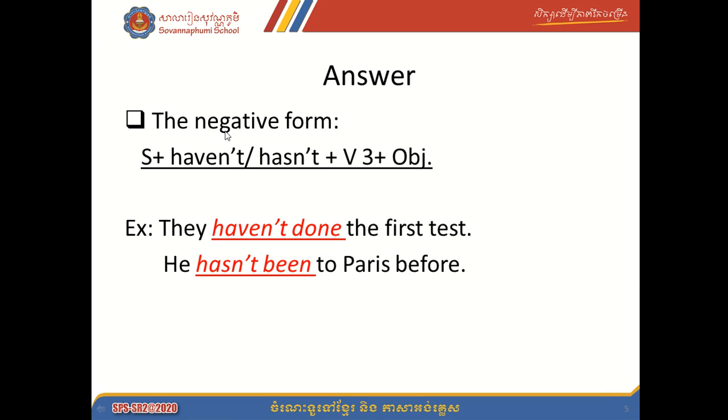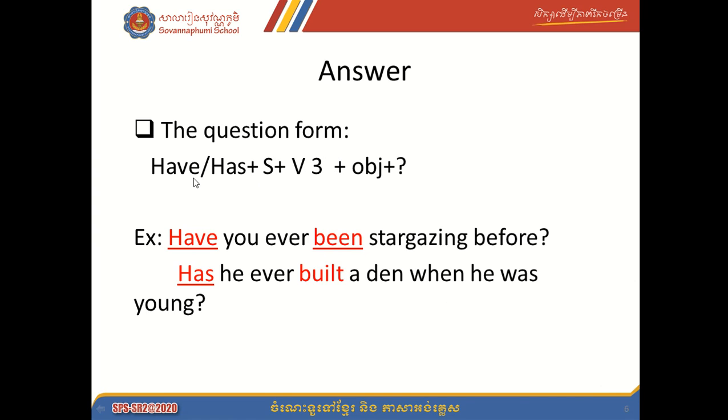Okay. The negative form: subject plus haven't or hasn't plus verb 3 plus object. They haven't done the first test. He hasn't been to Paris before. Yes. The question form: have or has plus subject plus verb 3 plus object and question mark. Have you ever been stargazing before? Has he ever built a den when he was young?